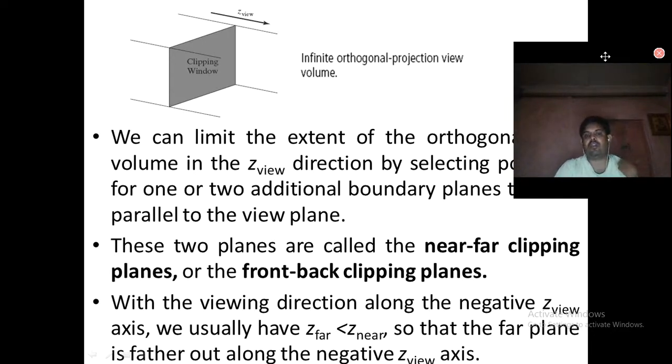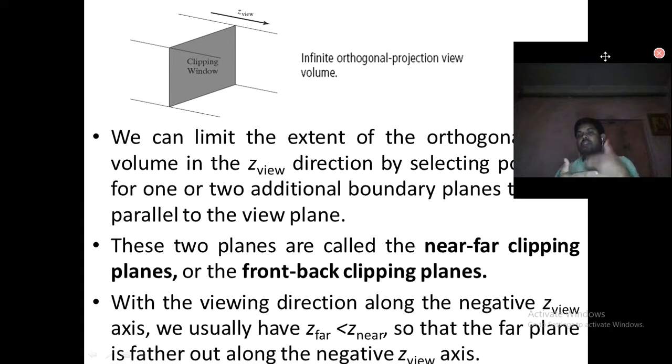With the viewing direction along the negative z axis, as I told, we are looking in the negative z direction, because if you take the right hand coordinate system, z is positive towards you, right? Z is negative on this side. Normally we are looking in this direction. That's why you are always looking in the negative z direction. We usually have z far less than z near, correct? Z far is away from my viewpoint, then near is towards me. But what condition says z far is less than z near? Because you are looking in the negative z direction.